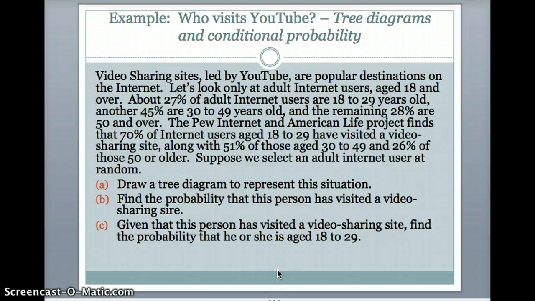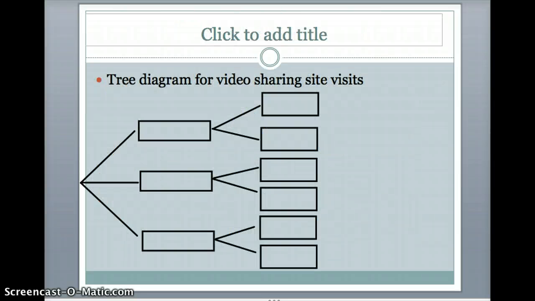Clear that out. Okay, so video sharing sites led by YouTube are popular destinations on the internet. Let's look only at adult internet users aged 18 and over. So 27% of the adult internet users are between 18 and 29 years old, 45% between 30 and 49, 28% 50 and over. The Pew Internet and American Life Project finds that 70% of the internet users aged 18 to 29 have visited a video sharing site, along with 51% of the 30 to 49 group and 26% of the 50 or older. So the first thing that we're going to do is look at the tree diagram, then we'll have to come back to the example to see what we have to do next.